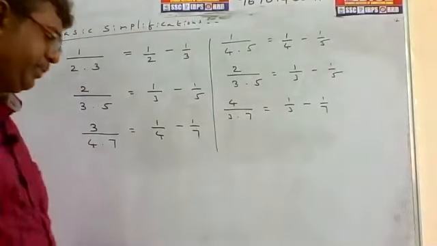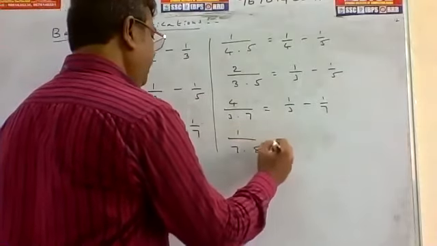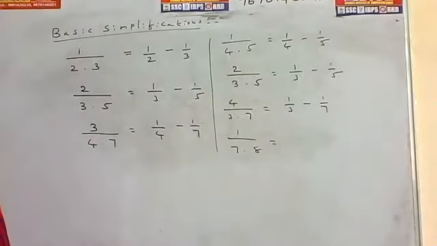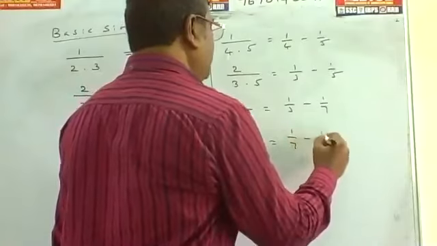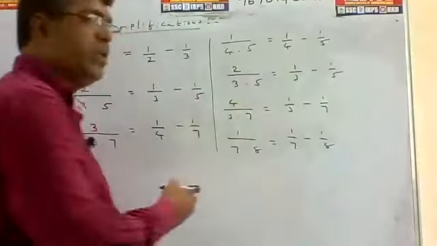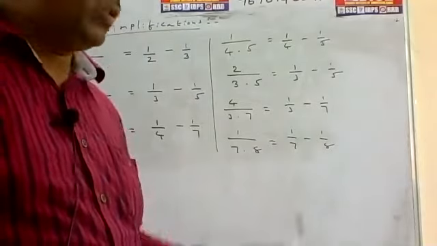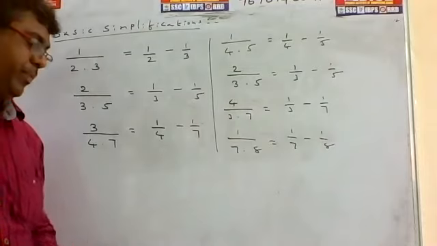The last one, 1 by 7 into 8. So how can you write it down? 1 by 7 minus 1 by 8. Write down these values. We can go for the next new method. You can go for the next method. You can try some problems on this one.